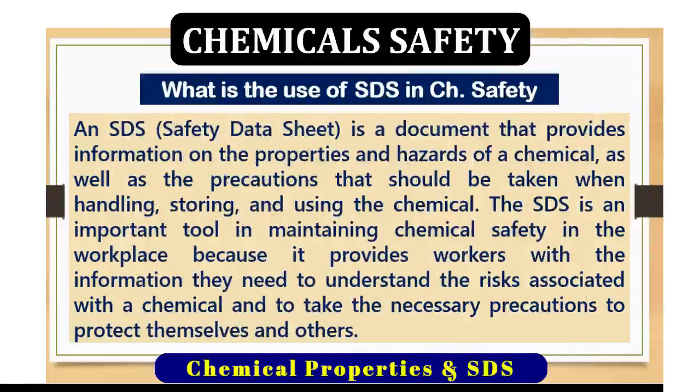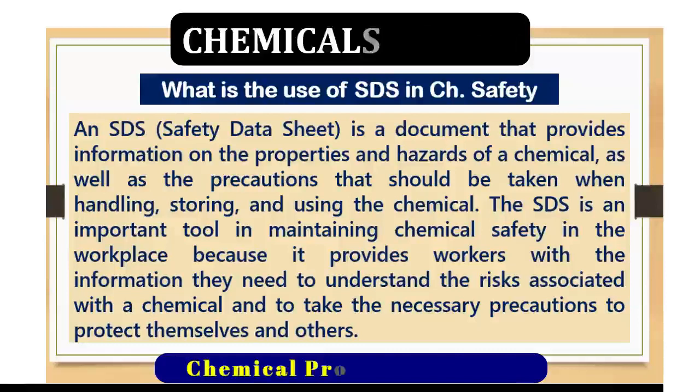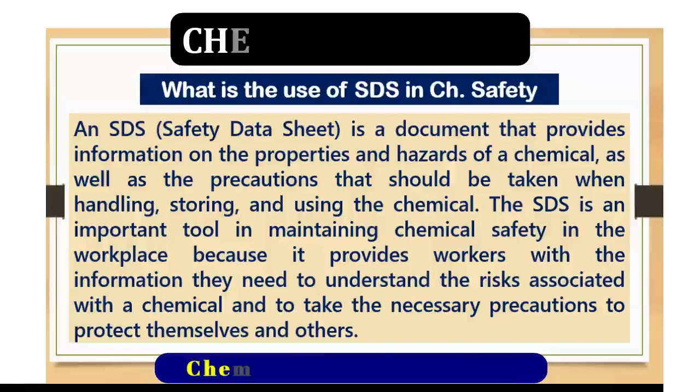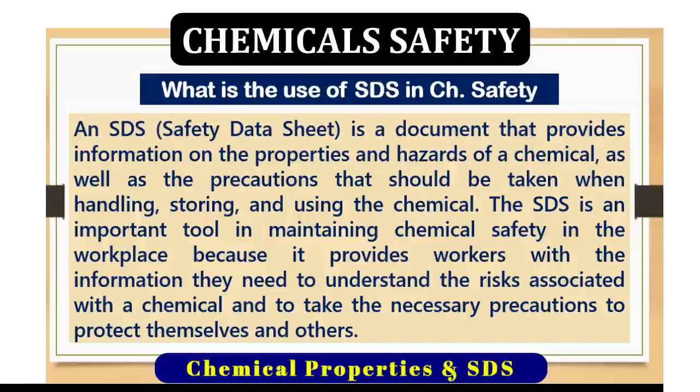Dear friends and fellows, an SDS, safety data sheet, is a document that provides information on the properties and hazards of a chemical, as well as the precautions that should be taken when handling, storing, and using the chemical. The SDS is an important tool in maintaining chemical safety in the workplace because it provides workers with the information they need to understand the risks associated with a chemical and to take the necessary precautions to protect themselves and other fellow workers.